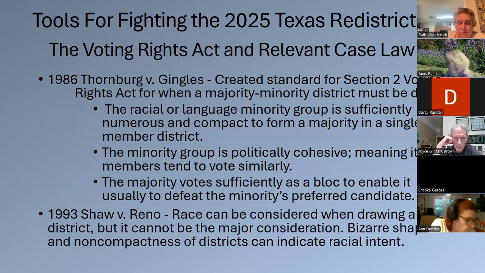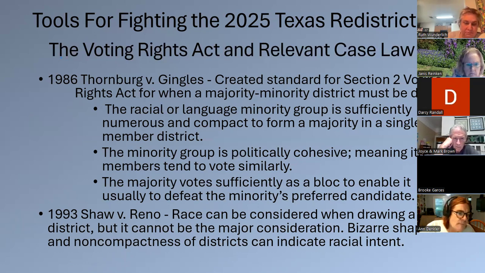In 1993, in Shaw v. Reno, they actually said race can be considered when drawing a district because of the Voting Rights Act, but it can't be the only consideration. And it even spelled out that the bizarre shape and non-compactness of districts can be used as proof of racial intent. So the things we always hear people complaining about with districts, the Supreme Court has already ruled that you can do that, or those districts look like a racial gerrymander.